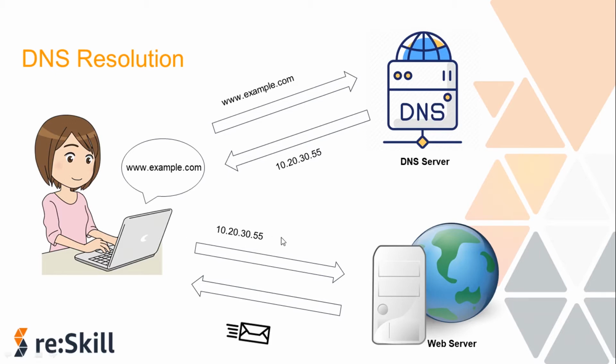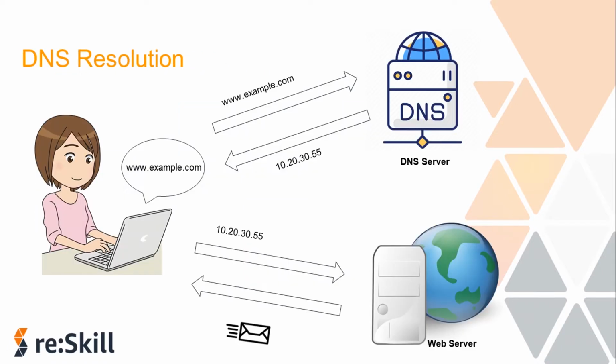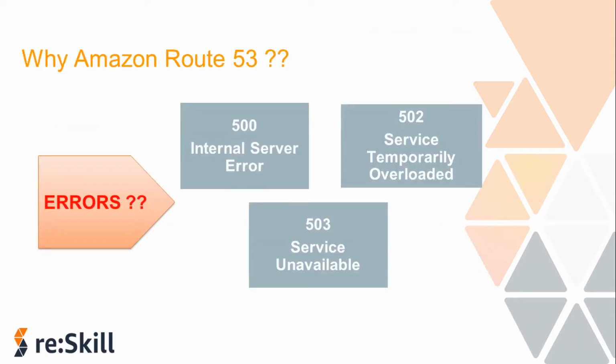Now let's look into another need, like why we need Amazon Route 53. That was just one purpose. The first is DNS resolution, the other is this particular thing, and we will be looking into a few more things, that is, why do we need Amazon Route 53 and what exactly it does to solve these problems.